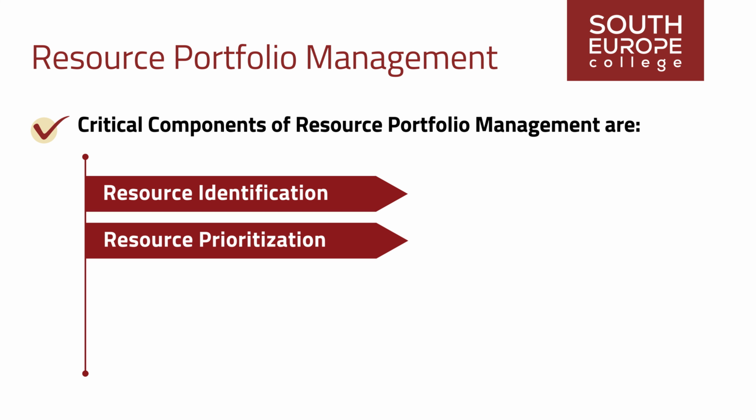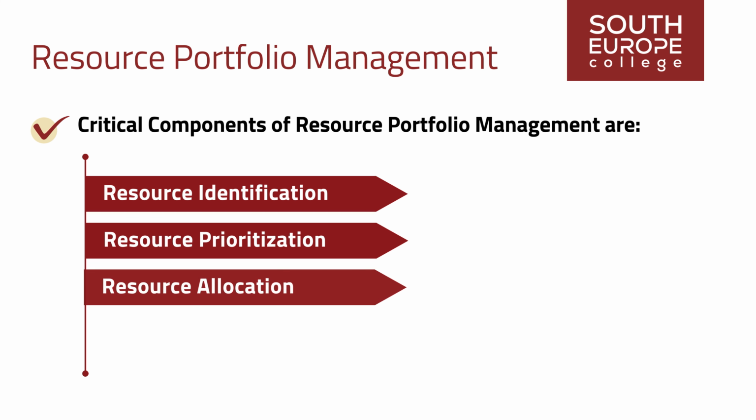Once resources are identified, they are prioritized based on their importance and relevance to the organization's strategic goals and project requirements. This involves assessing the criticality of resources and determining which resources are essential for achieving key objectives. Resource allocation involves assigning resources to projects and activities based on priority, availability, and demand.